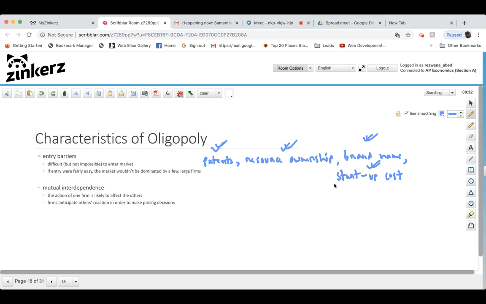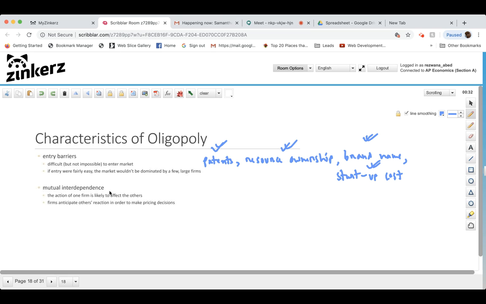Okay. All right. So the final characteristic of oligopoly that we're going to discuss is mutual interdependence. Because there is a small number of relatively large firms that dominate this industry, and they all have a substantial amount of market control.